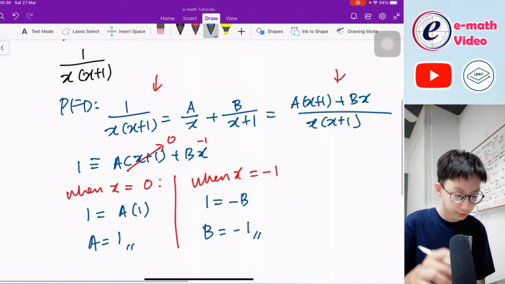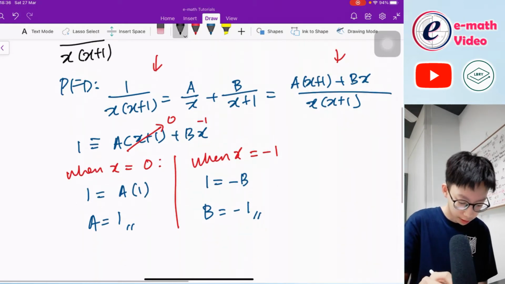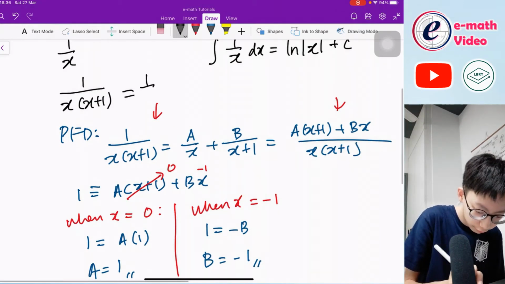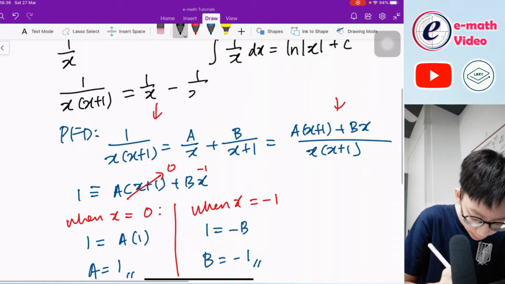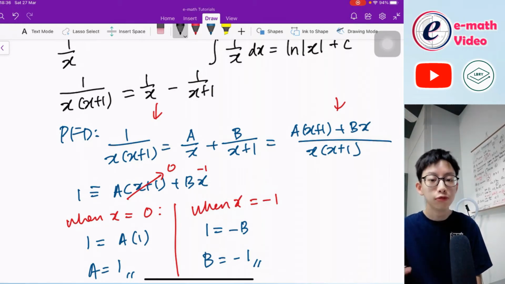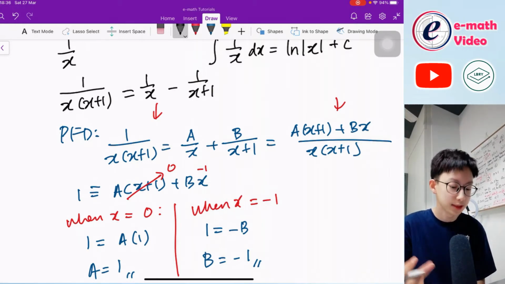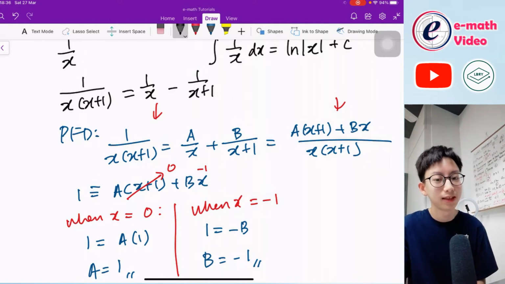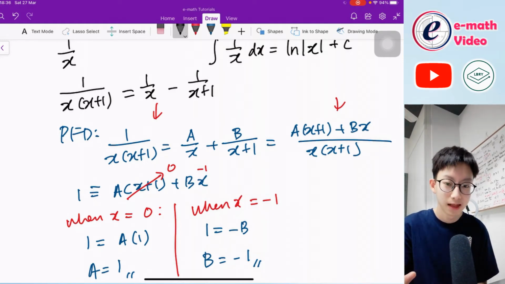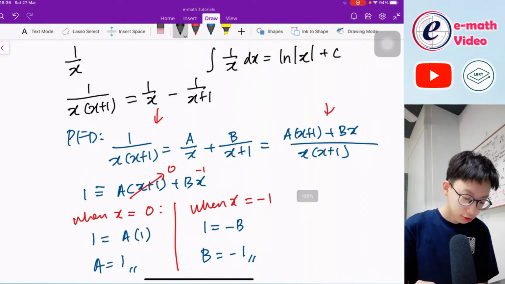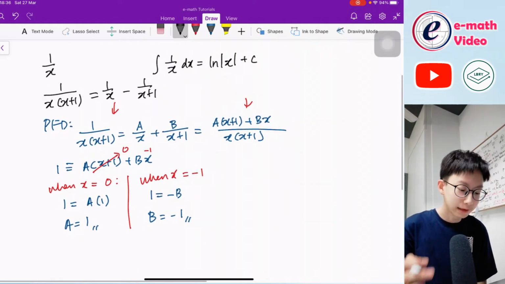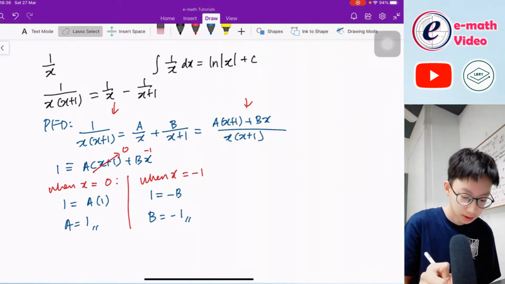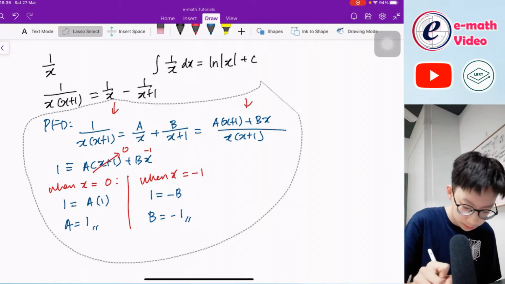Then we just write it back. We will have 1 over x minus 1 over (x plus 1). Do we know how to integrate this? Obviously we can. But can we see the pattern from this? I don't think so. So we have to continue and open up more terms. Let me remove this partial fraction decomposition.